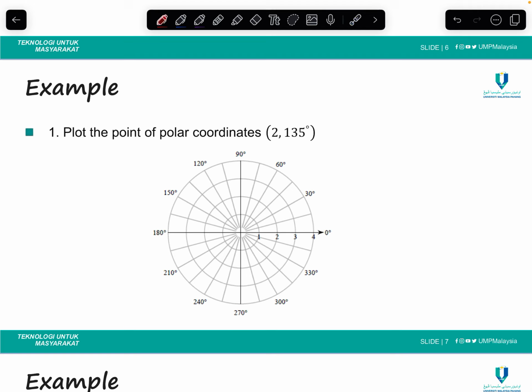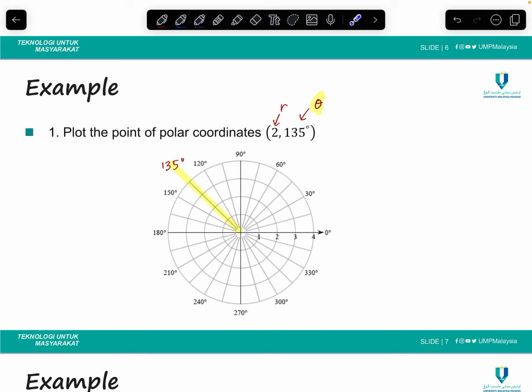Now look at the coordinate given. The first element is r, the second element is theta. So to plot a point, you must look at theta, the angle, first. So where is 135? 135 is located here. It's between 120 and 150. So this is 135. You have to determine the direction. Then you have to measure the r. R is 2, which means the distance from the pole is 2.